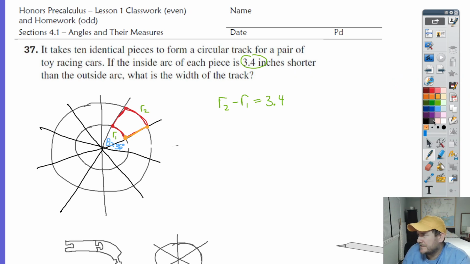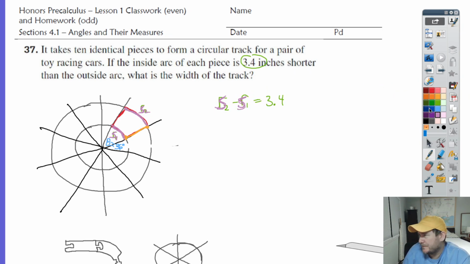Which I'm realizing now I screwed up. So here where I said R1, I was pretty clearly talking about S1. Hopefully you forgive me. We're talking about the shorter arc length. Arc length was S. And here where I said R2, I of course meant S2, arc length 2. And so of course it's S2 minus S1.